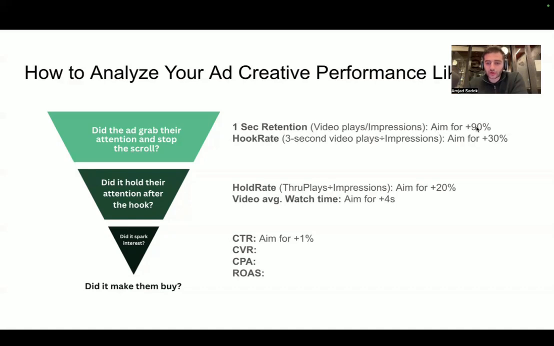And here we want to aim for 90% plus. And then we have the hook rate, so how many people at least watch 3 seconds of the video. This is the formula: 3-second plays divided by impressions. And here we want to aim for 30%.